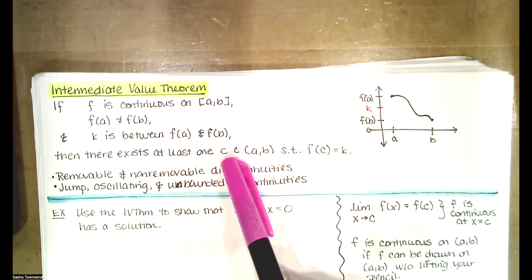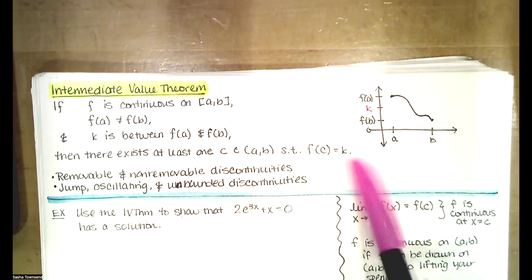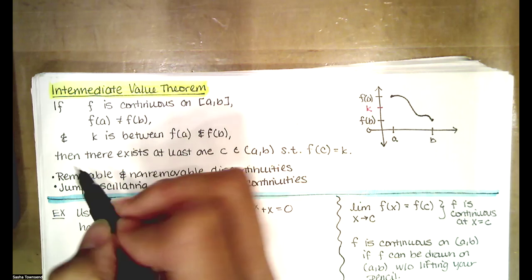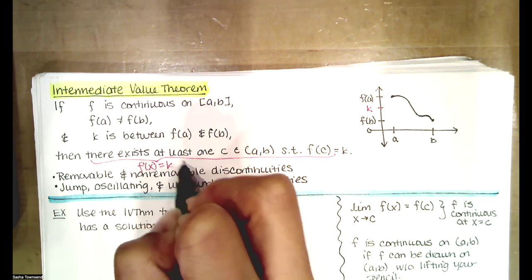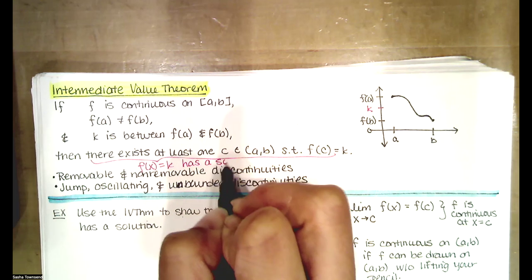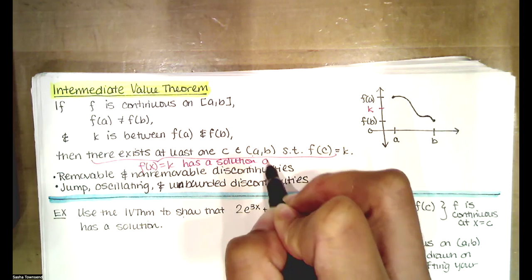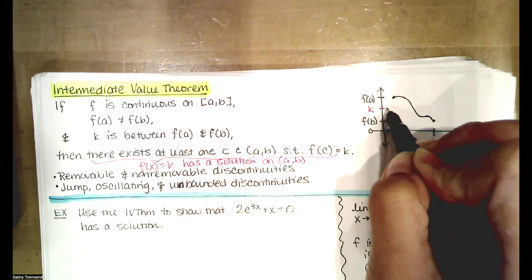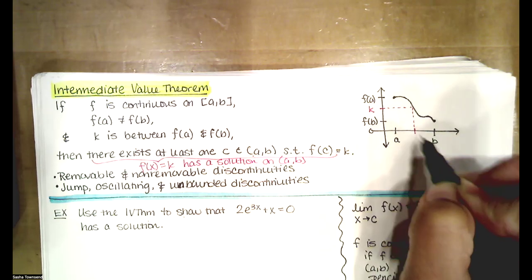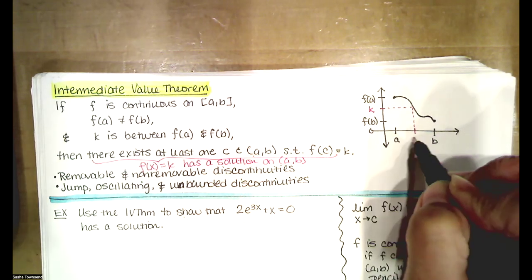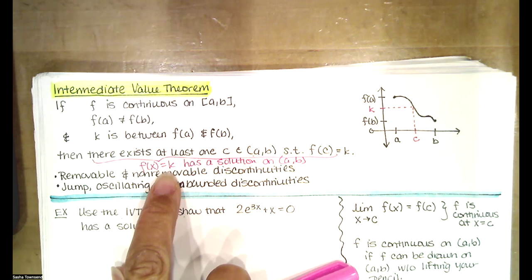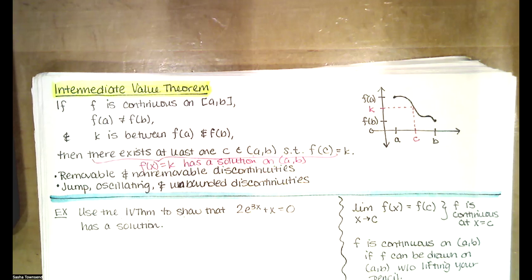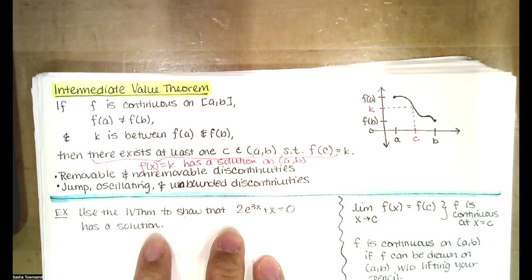then there exists one c in the interval from a to b, such that f of c equals k, or in other words, f of x equals k has a solution on the interval from a to b. That means I can find an x value that has the corresponding y value, the y value I'm interested in. And we can find at least one x value that will satisfy that equation. There might be more than one. So let's look at a particular example.